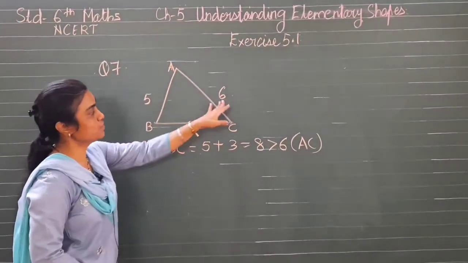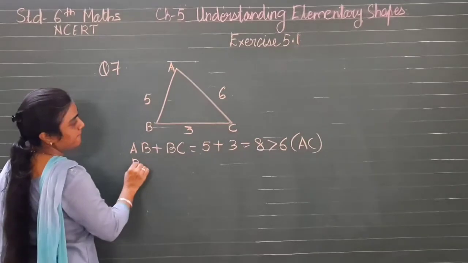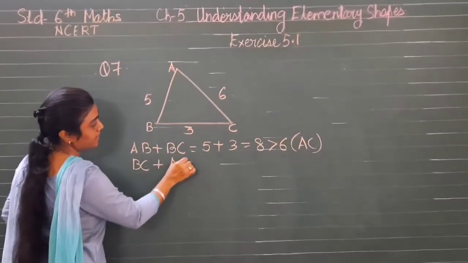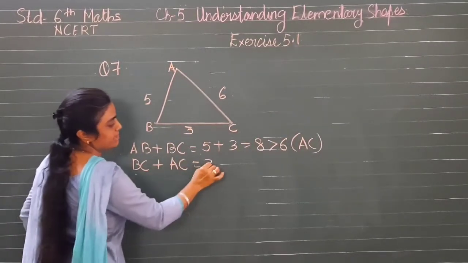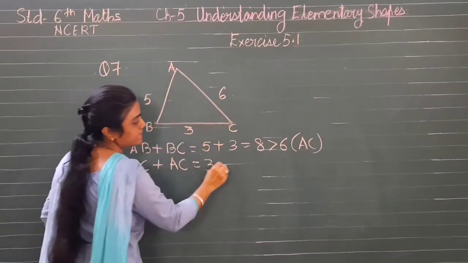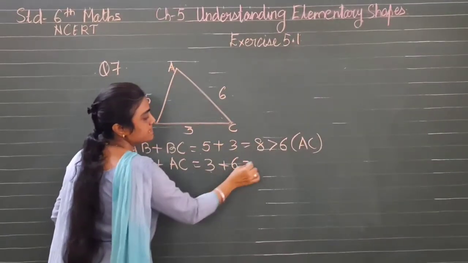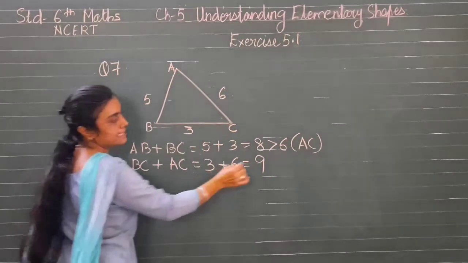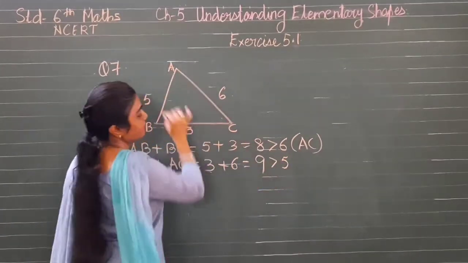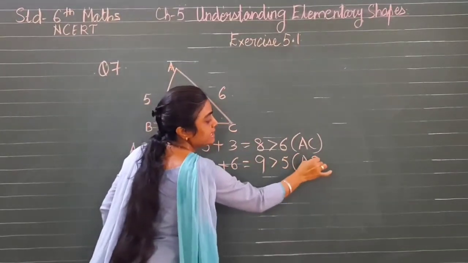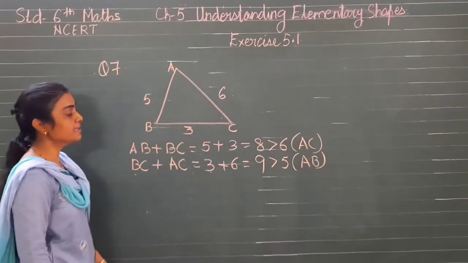Now take these 2 sides. We will take BC plus AC. BC is 3 centimeter and AC is 6 centimeter. 3 plus 6, 9. 9 is greater than 5. 5 is your AB. So again it is greater than the third side.